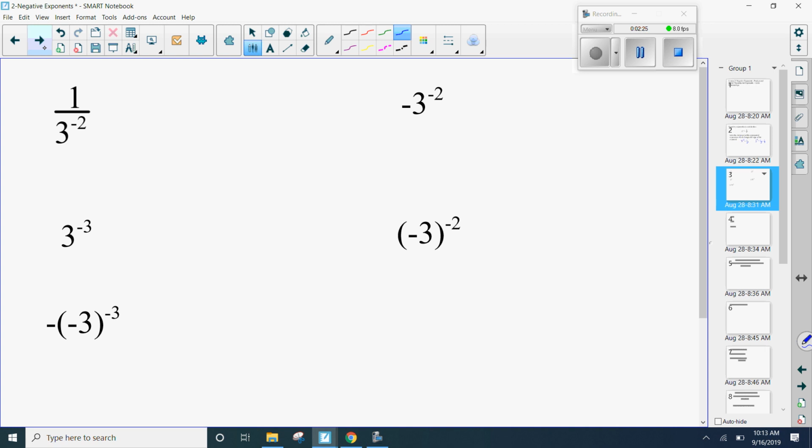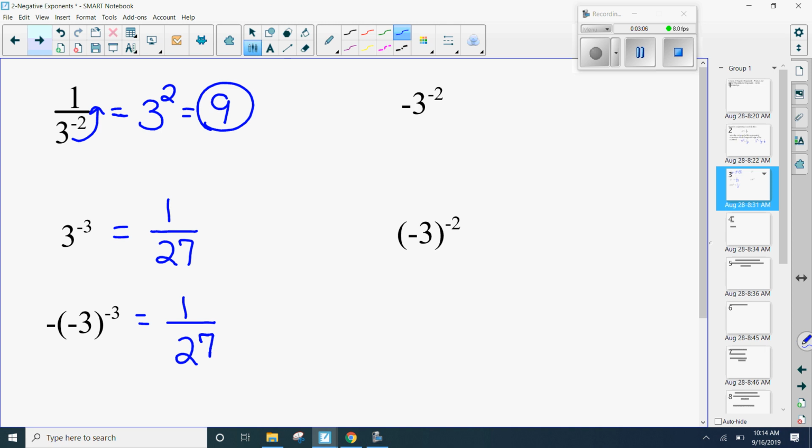So if I give you this, what's your answer? 9. That is the same thing as, and I'm just going to write it for some of you that want to do it, 3 squared in the numerator. You move it up, change the sign of the exponent, and your answer is 9. What does this have a value of? 1 over 27. This negative exponent says you need to move it down to the denominator because it's in the numerator. What about this one? 1 over 27. It is 1 over 27.